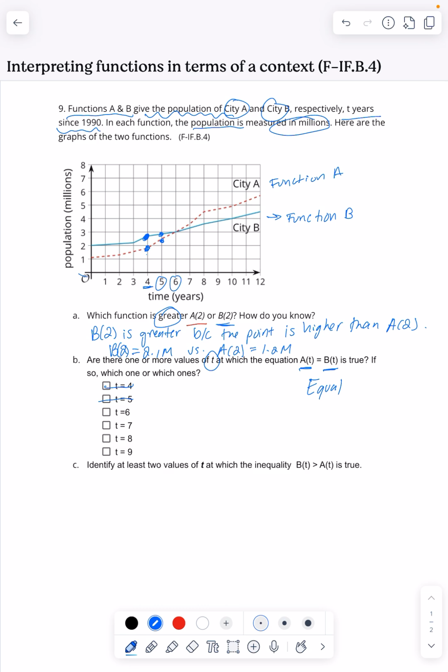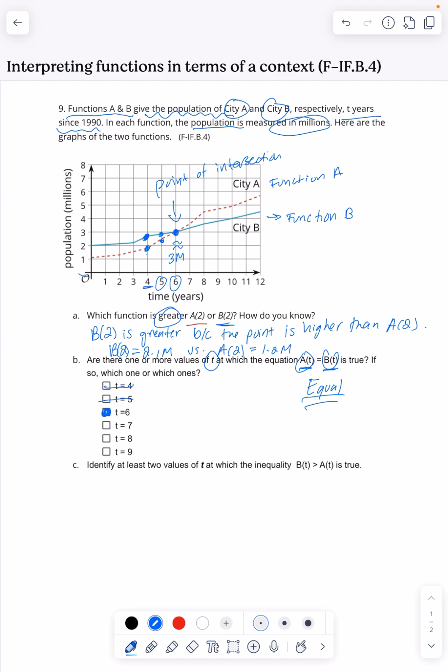At t of 6, this is actually the same exact point. We could see that there's this point of intersection, which means that at that point, it's similar to when we're talking about linear equations, the systems. It is at that point of intersection here. They're both at the same place. They're both around 3 million people. So in this case, we could say that t equal to 6 would be a value of t where A of t is equal to B of t at around 3 million.